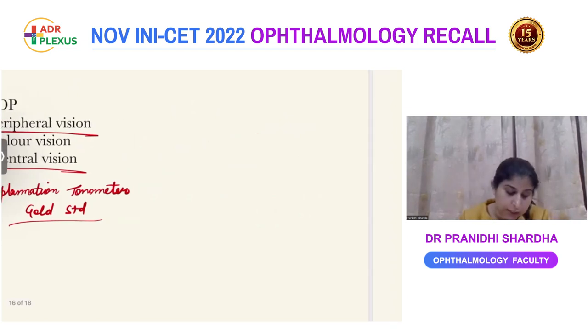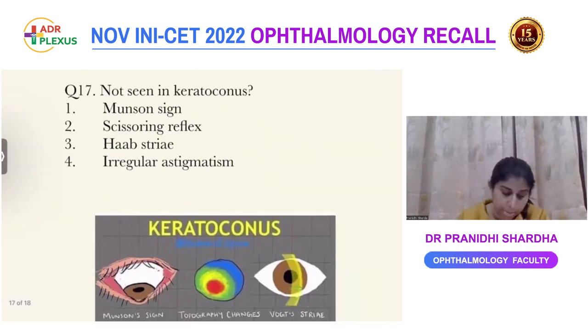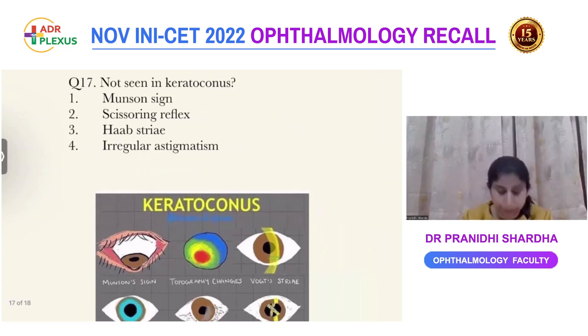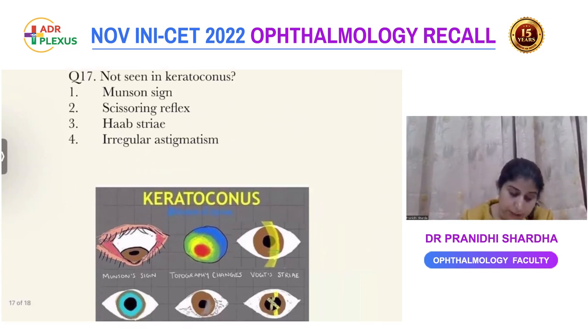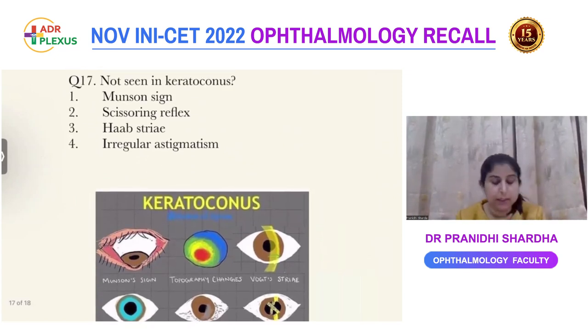The next question is: which is not seen in keratoconus. In keratoconus, we know that basically there is a change in shape of the cornea into a conical structure, and these are the signs which we see in keratoconus.